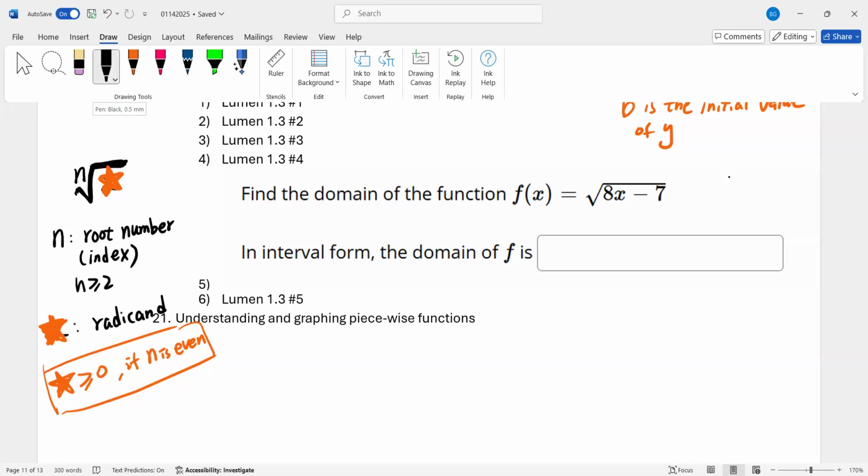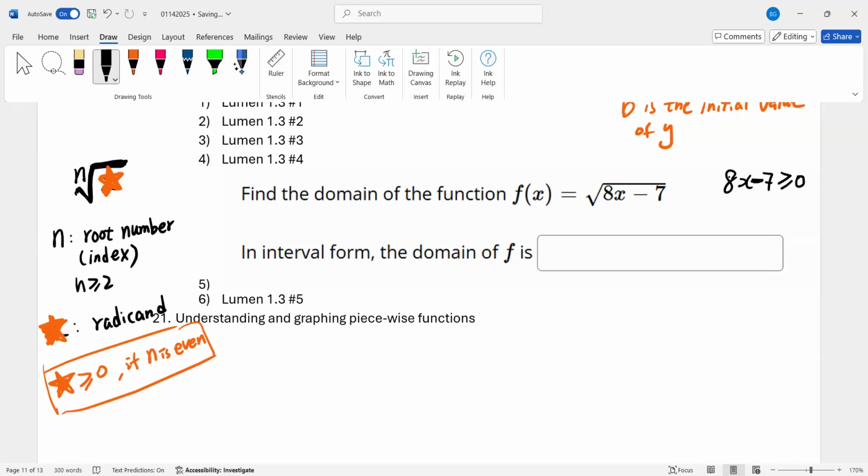So the radicand 8x minus 7, because it's the radicand of a square root, the root number is even, cannot be negative. It has to be bigger than or equal to 0. Okay, because this is the first time we see something like this, I try to elaborate more. And I think this information helps you to understand.